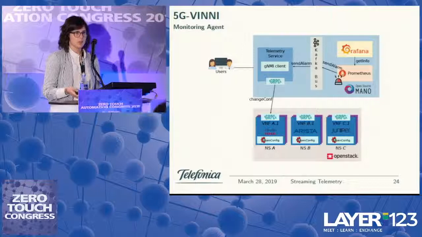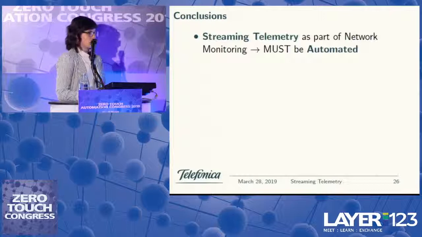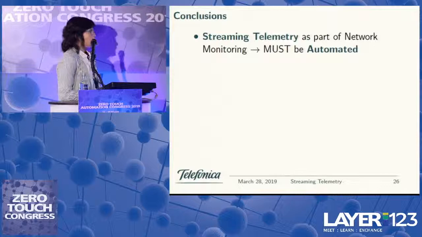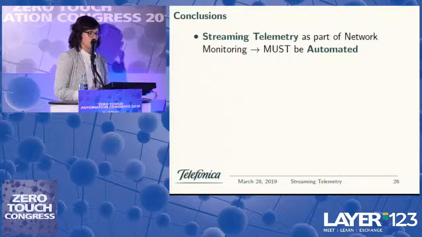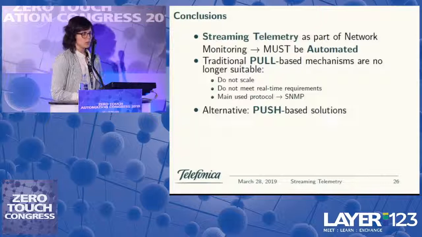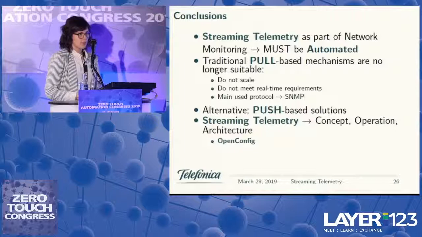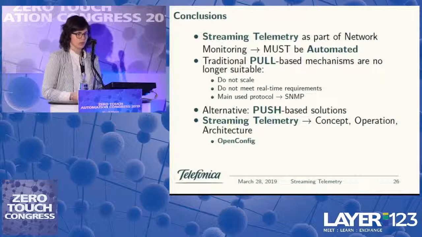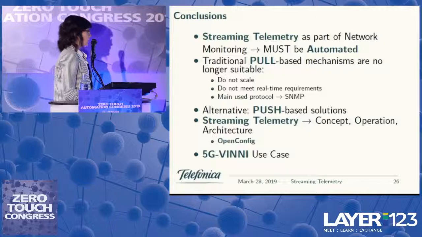To sum up what I've been talking about here: the first thing we have seen is that streaming telemetry is a part of network monitoring and is a task that must be automated. Then we have seen that the traditional pull-based mechanisms are no longer suitable because they don't scale and don't meet real-time requirements. Also, we have seen that the push-based mechanism is the solution. Then we have seen that streaming telemetry is the mechanism that fulfills all these requirements. And also we have seen how to implement streaming telemetry in a real use case.